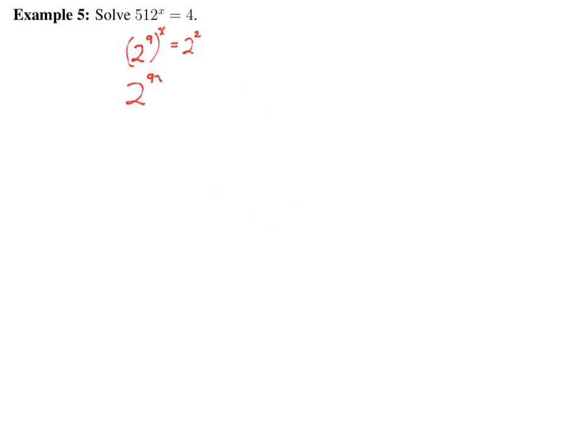So on the left, it's 2 to the 9x. On the right, it's 2 squared. Those are both powers of 2. That means that we can really just ignore the 2 business downstairs. 9x equals 2, because they're the same base. And so the only way they're actually going to be equal is if the exponents are the same. And so divided by 9, x is 2/9.